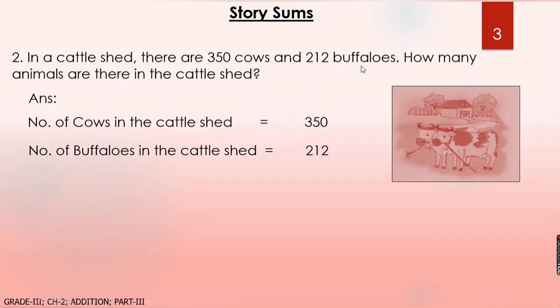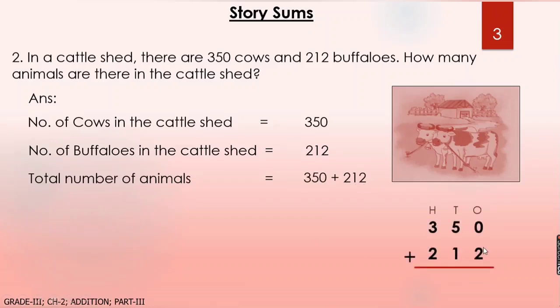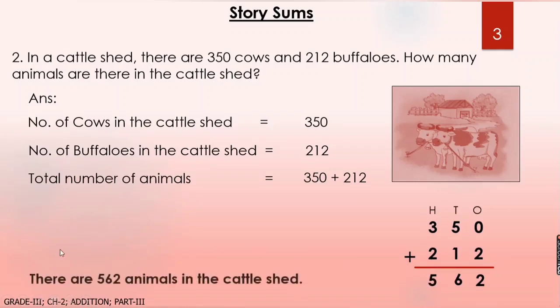So, how many buffaloes are there, children? 212. So, we have to find how many animals are there in the cattle shed. So, total number of animals: 350 plus 212. We will add this. So, 0 plus 2 is equal to 2. 5 plus 1 is equal to 6. 3 plus 2 is equal to 5. So, the last statement will be: there are 562 animals in the cattle shed. Like this you have to solve the story sum.